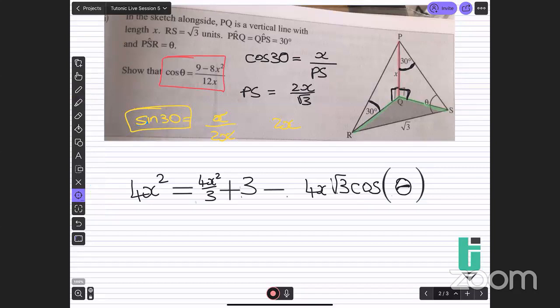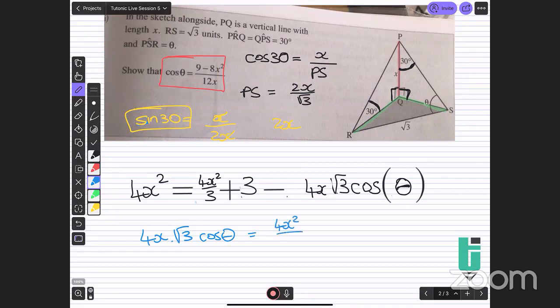So let's take over the cos. So it becomes 4x times root 3 cos theta equals 4x squared over 3 plus 3 minus 4x squared.